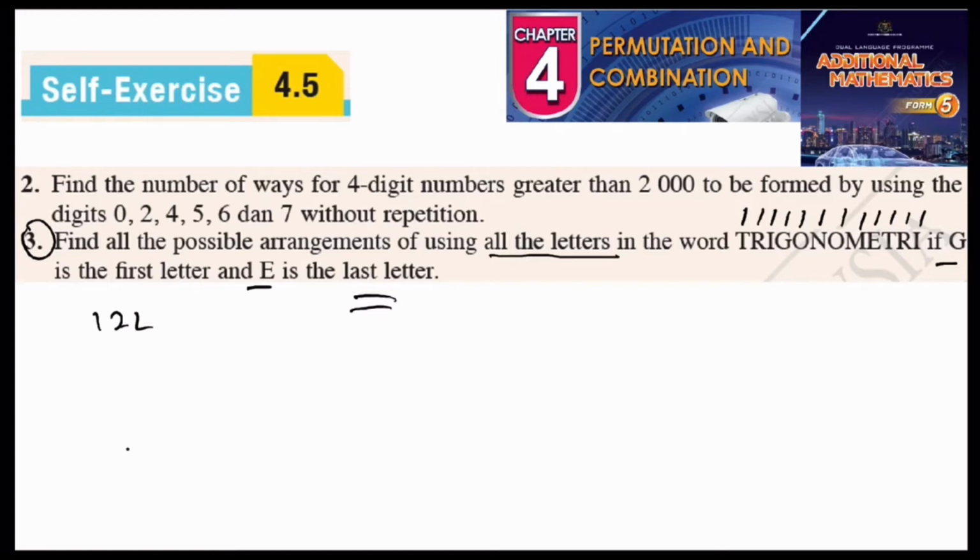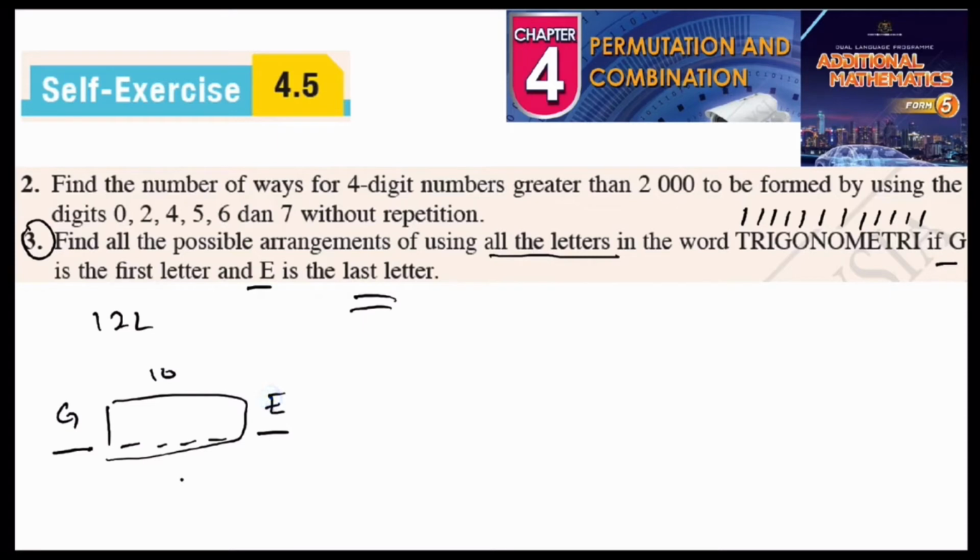First letter must be G and the last letter must be E. So let's draw out the space. We have 12 letters, so we have to draw out the 12 spaces. Since the starting letter must be G, we focus on the first space. We have one G only, right? So there's only one way to fill up the first space.